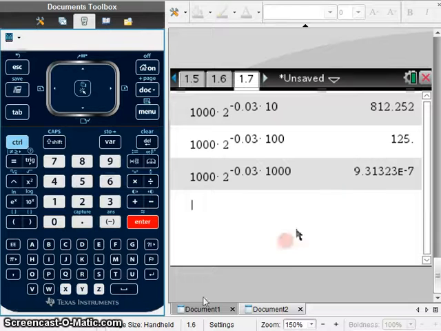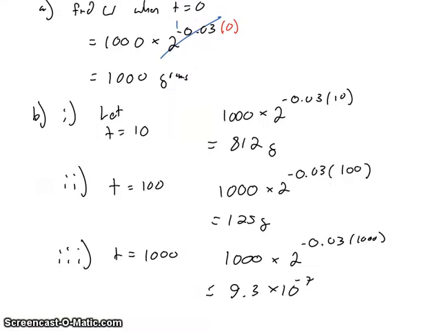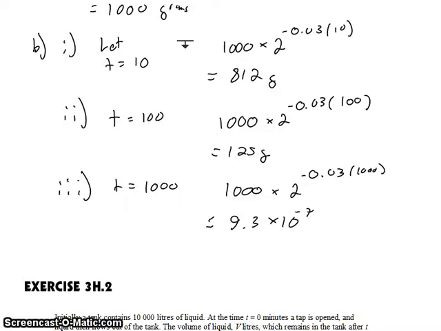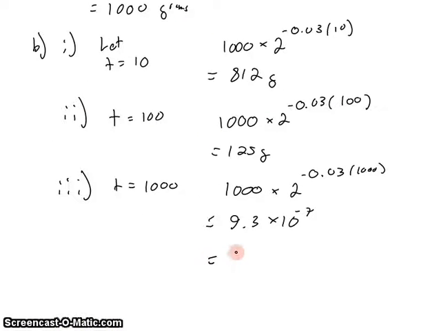That's just the calculator's way of expressing scientific notation. This capital E right here. That's 9.3 times 10 to the power of negative 7, or something very small, 0.0000093 grams. So pretty much nothing left.